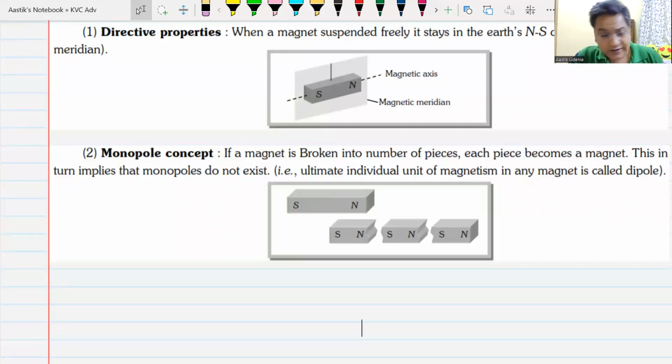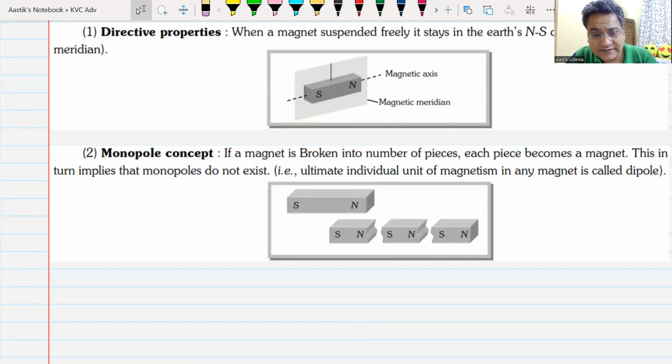Yes, sir. A magnet has two poles. If I cut a magnet into two halves, I will not get a single north pole and single south pole. So we see that poles always exist in pair. Magnetic poles always exist in pair. Magnetic monopoles do not exist. Do we understand this? Yes.